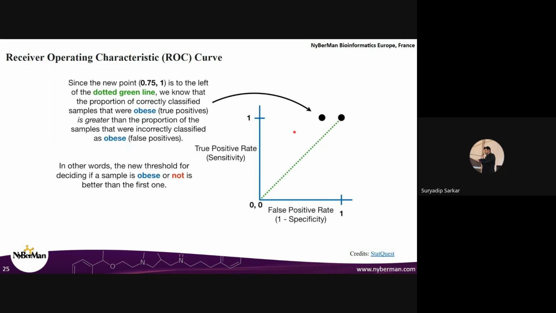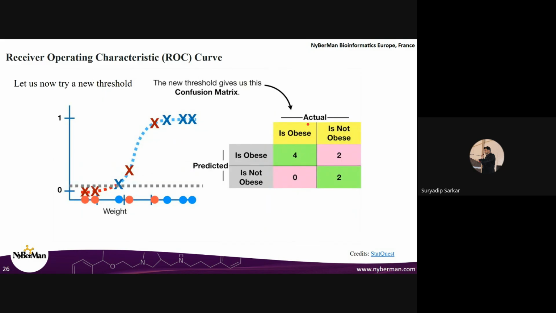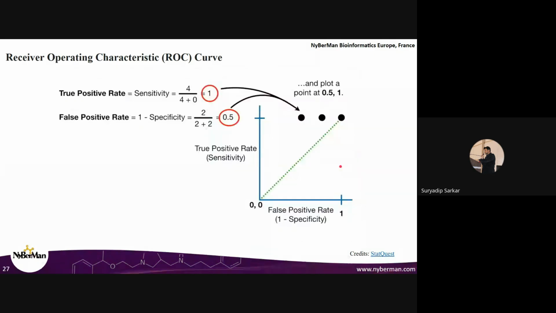Okay. So in other words, the new threshold for deciding if a sample is obese or not is better than the first one. We saw this with our eyes. Now we have also defined it using the graph. It has to be on the left. Okay. Now let us try another threshold. For example, this new threshold gives us this confusion matrix. So we are making another correct prediction and two less wrong predictions, right? If I go ahead and calculate the TPR and FPR, I will see that we get a point here at 0.5 comma 1. So this point is the best out of all three of them till now.